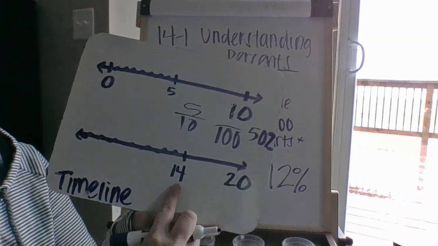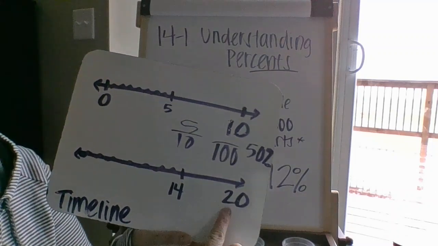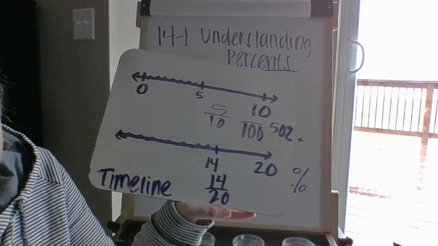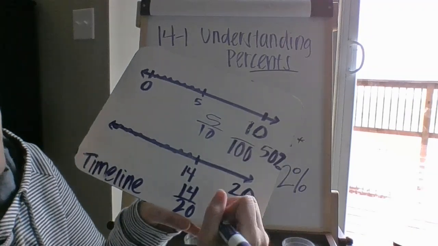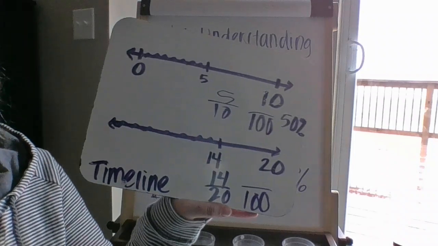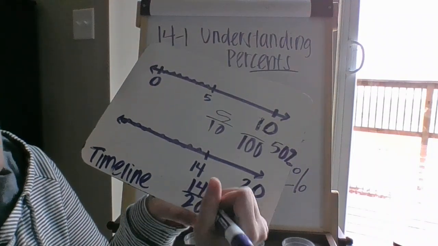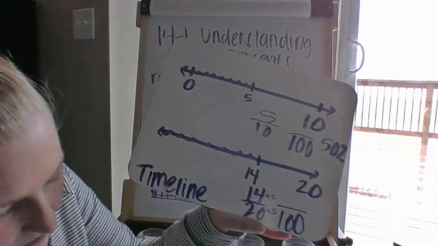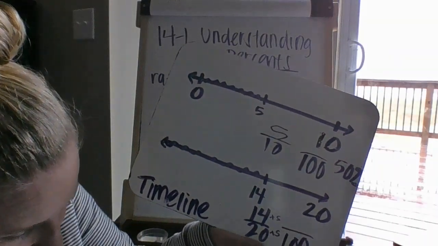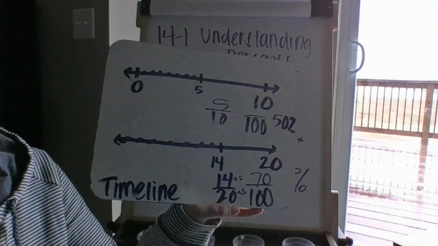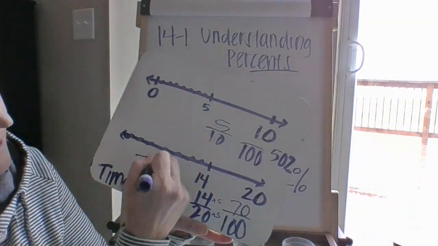Now this one down below, we have 14 filled in out of our 20. So what we need to do is we either need to do our division method, or we can figure out what is that going to be out of 100. 20 times what gives us 100? It's times 5. We're going to do the same thing up on top, and we have our 14 times 5, which is going to give us 70 out of 100, which is the same thing as 70%.